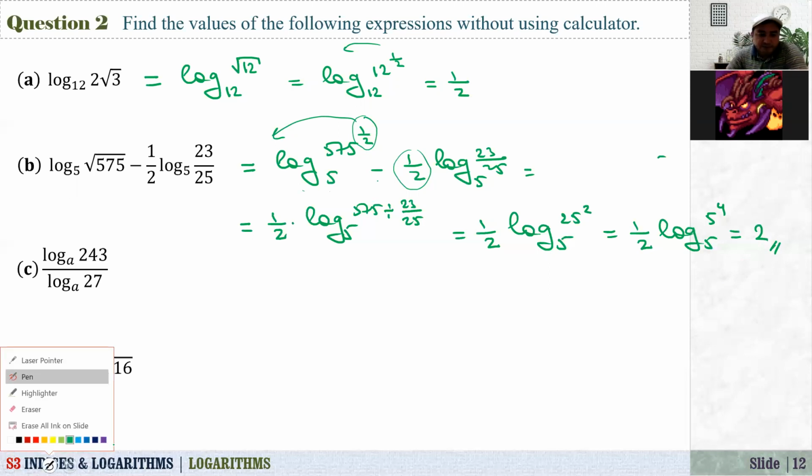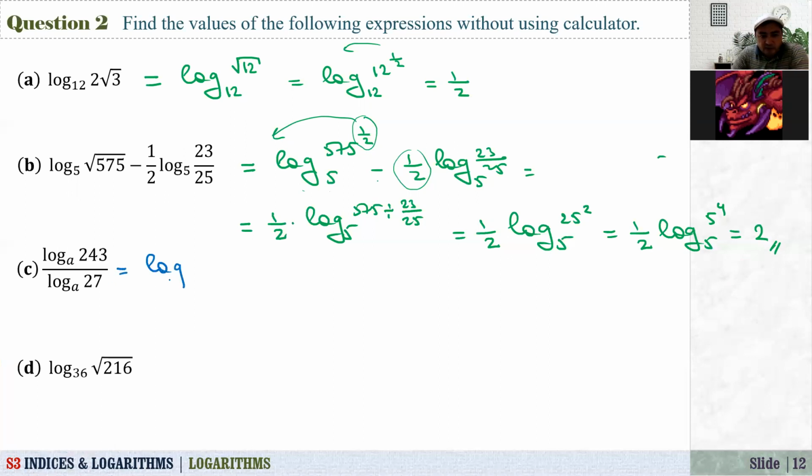How about C? In C, the bases are the same, right? You can just write it as logarithm of 243 to the base 27. What is 243? It is 3 to the power of 5. And how about 27? It is 3 cubed. So which is equal to 5 over 3. Logarithm of 3 to the base 3 is just equal to 1. So it is 5 over 3.